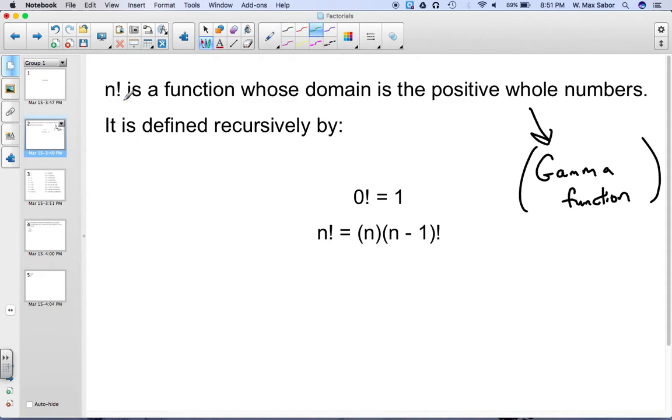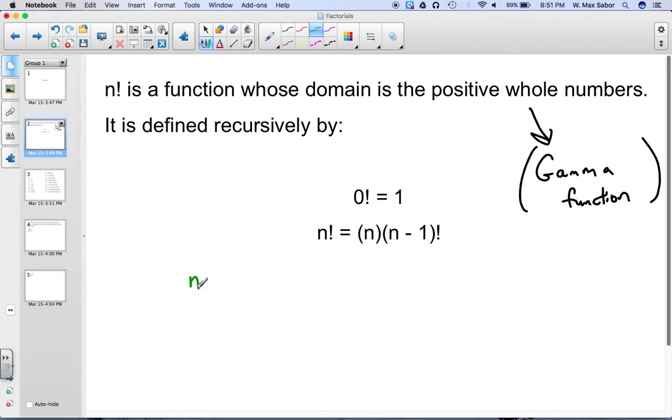Regardless, we're gonna ignore the gamma function for now. We're gonna stick to factorial. It's defined recursively by there's a starting condition. 0 factorial is defined to be 1, and then n factorial is defined to be n times the factorial of the number 1 less than it.